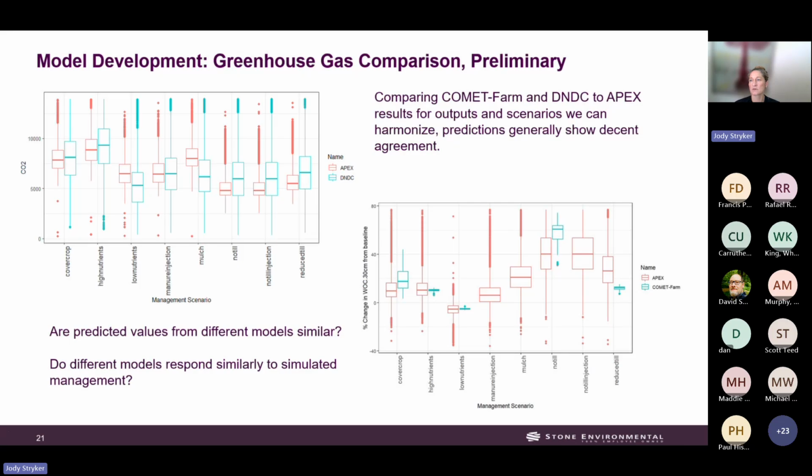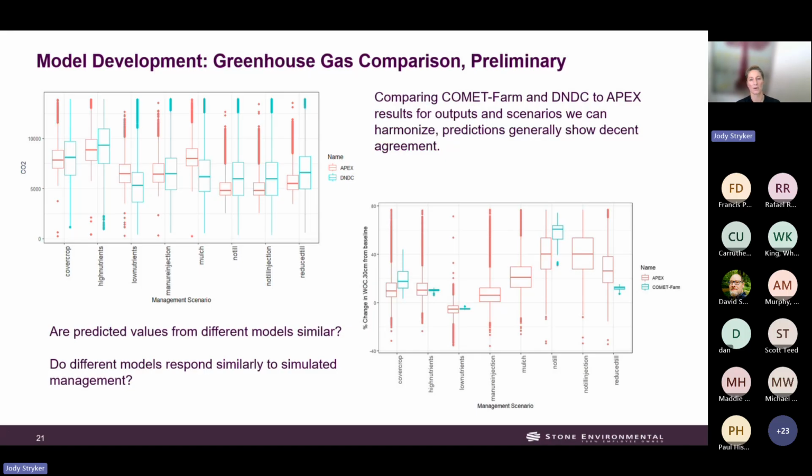And then lastly, in terms of these model results, we've done some initial work in model comparison. This is still preliminary, but again, this is mostly with respect to the greenhouse gas and carbon components. So we're looking here at how model results compare to Comet Farm and DNDC. We're basically asking the questions: are predicted values from different models similar? And do different models respond similarly to simulated management?